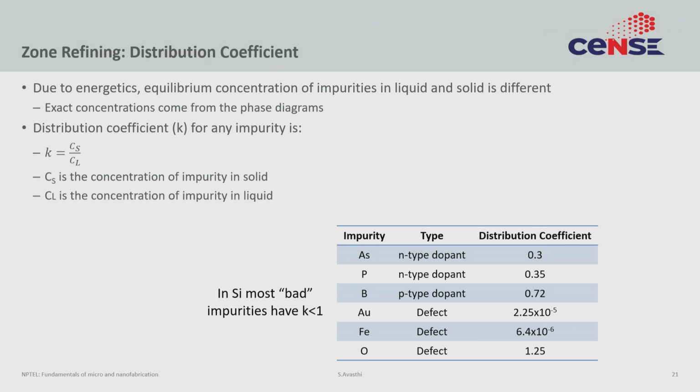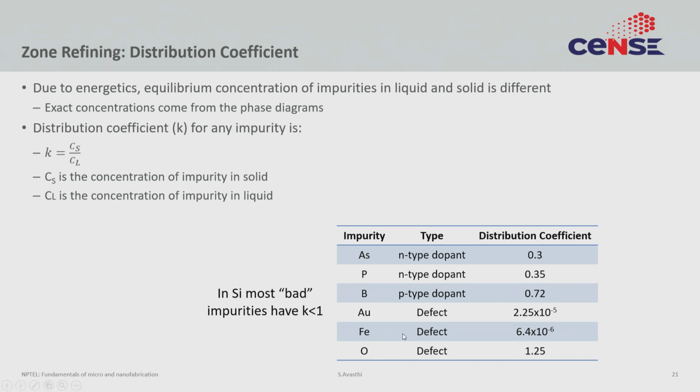Another extremely bad defect to have is gold, and gold again has an extremely low distribution coefficient of 10 power minus 5, which is extremely good, which allows you to purify gold impurities by melting and refreezing. But that is not true of all impurities. There are certain impurities like arsenic, phosphorus, boron that tend to have distribution coefficients that are relatively high. So, they will still refine themselves, but not as much as iron and gold. Thankfully, these impurities are also dopants, right. So, this allows you to dope the material. So, the solid still has the dopant while still being able to purify the really bad metals such as gold and iron.